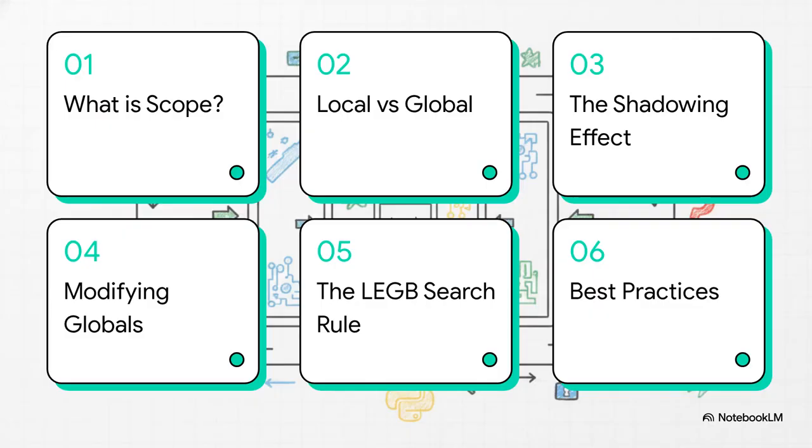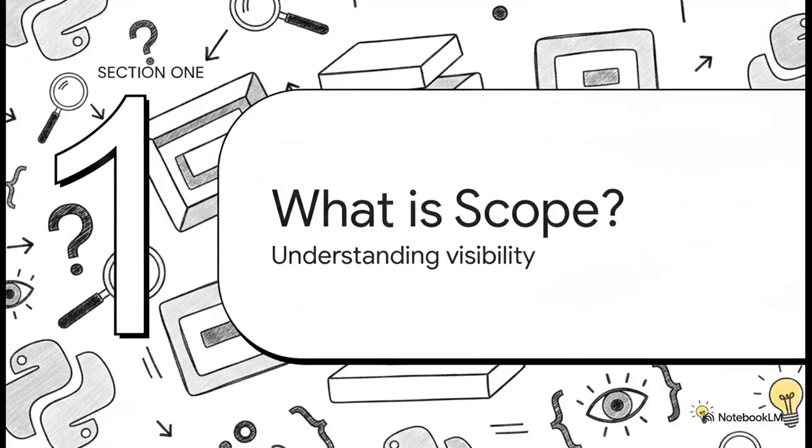To get us there, we've got a really clear, step-by-step roadmap for today's explainer. We're going to define what scope actually is, compare local and global variables, explore something called the shadowing effect, learn how to modify global variables, uncover the LEGB search rule, and finally wrap it all up with some best practices and common beginner mistakes. All right, let's start right at the beginning with Section 1, What is scope?